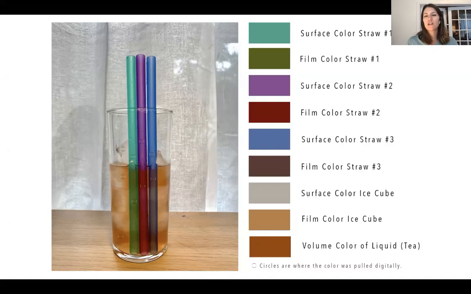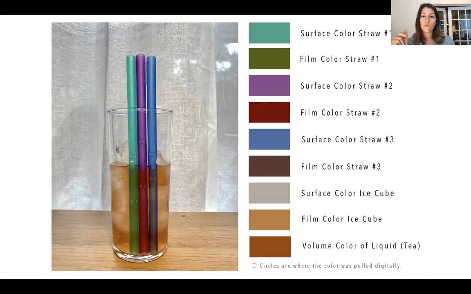I did this in Photoshop. You can see the little circles, and there's a little code at the bottom, showing where I pulled the color in Photoshop. To show you the surface color of the straw when it is not affected, the transparent glass is clear and has little effect on the appearance of the color of the straws. So I pulled the surface color of straw 1, 2, and 3, and then I show you the film color of colored straw number 1, film color of colored straw number 2.